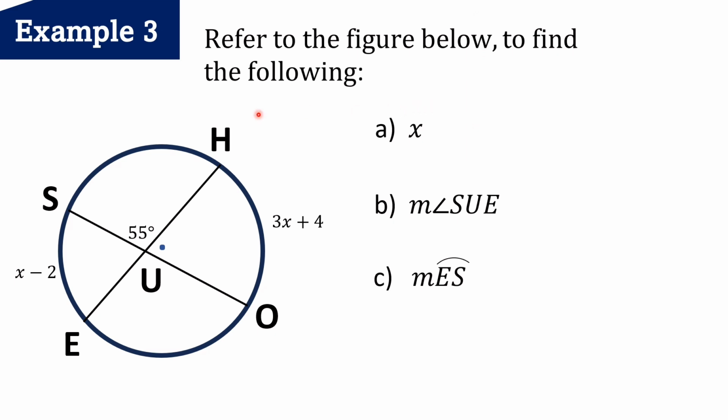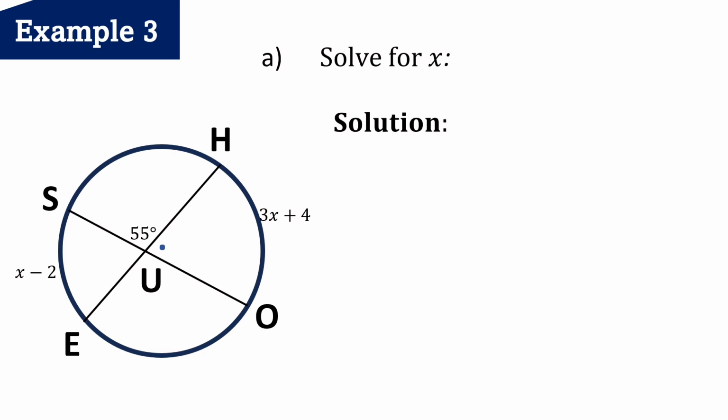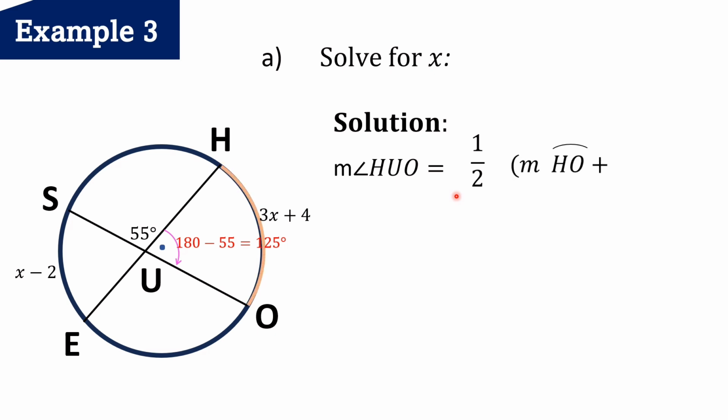Example 3, refer to the figure below to find the following: A, value of x, B, the measure of angle SUE, and C, the measure of arc ES. To solve for x, use the measure of angle HUO, which is equal to 1/2 the measure of arc HO plus the measure of arc ES. Angle HUO and angle HUS are adjacent angles, therefore they are supplementary.